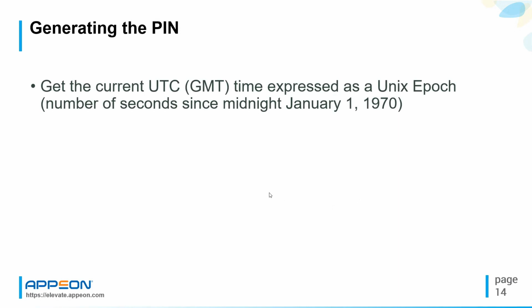Okay, so we want to generate the same PIN value that Google Authenticator is going to generate. The way we do that is we get the current time in UTC, or it's also called GMT, Greenwich Meridian Time, or Universal Time. And we take that time, the current time in GMT, and we convert it into what's called a Unix epoch format, where that's the number of seconds since midnight, January 1st, 1970.